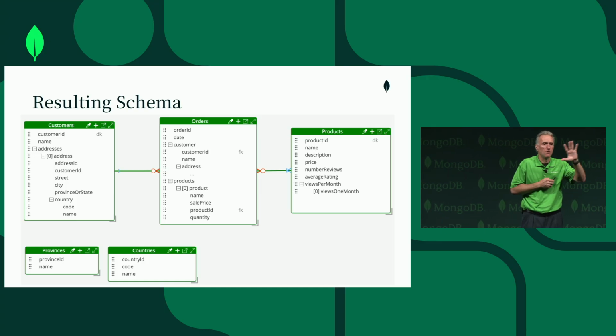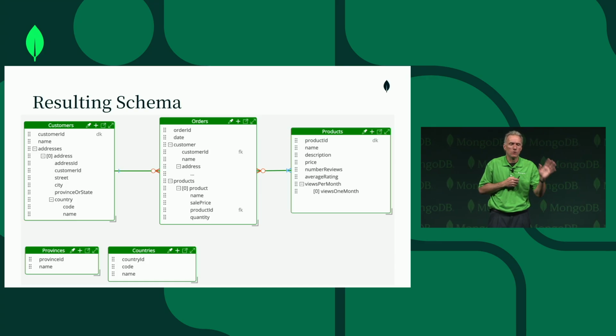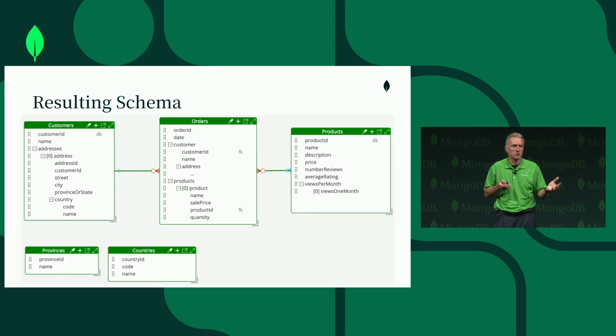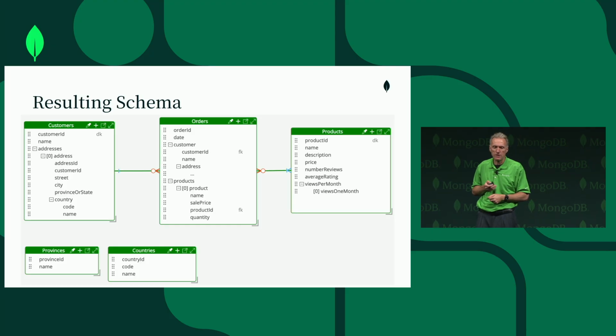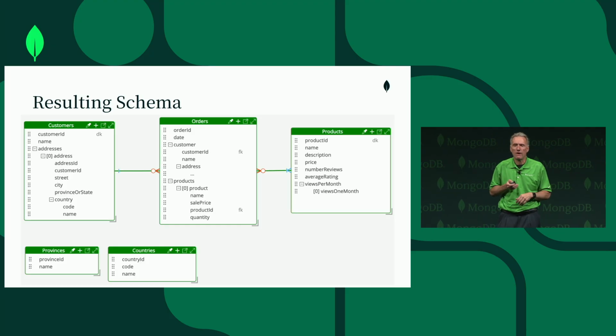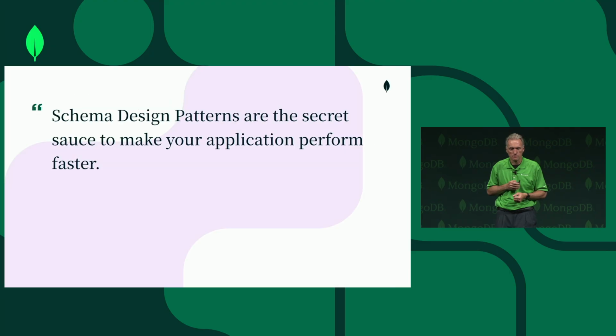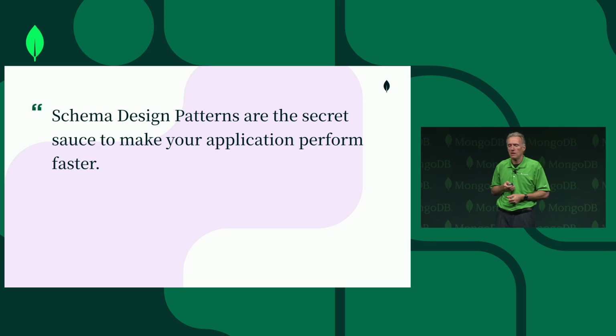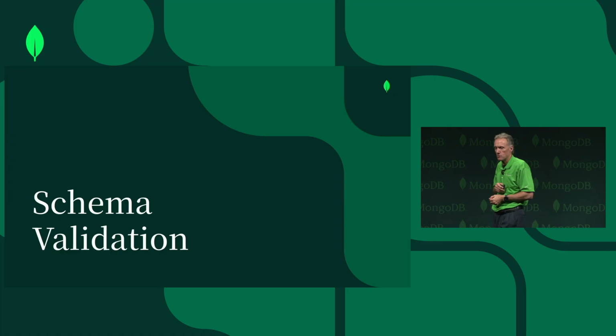OK, so applying all the rules that we've seen and our schema design patterns, we would get something that looks a little bit like that. We'd have 3 main entities. You can see some of the entities that have been embedded. You can see also some values that have been calculated through the computed pattern, etc. And at the bottom, we do have our reference data, the lookup data. So the schema design patterns are really the secret sauce to make your application perform faster. Again, use the ones that make sense for your application in order to satisfy your performance requirements.